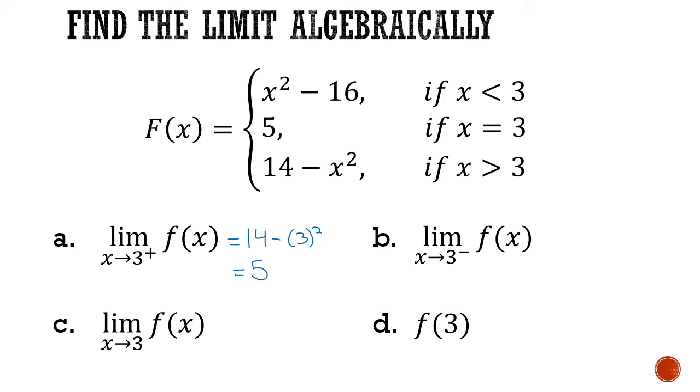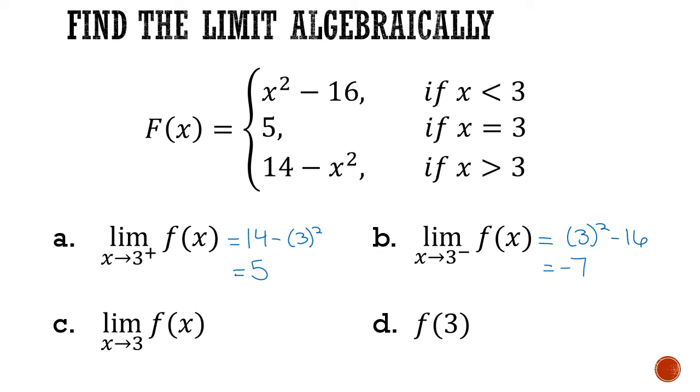The left side of 3 is the x values that are less than 3. So that's going to be the first piece of the function. Plugging it into x squared minus 16, and my x value is this 3. So 3 squared minus 16, 9 minus 16 equals -7.